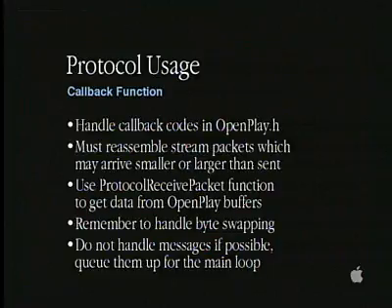One of the big things is that you're going to have to handle stream packets yourself. Stream packets can arrive in any number of bytes. They'll always arrive in order, but they may arrive in packets that are larger or smaller than the packet size that you sent. So you're going to have to handle that reassembly in your own code. There's a function called protocol receive packet. That's how you get the information from your endpoint. And again, you have to remember to do all the byte swapping yourself so that when data arrives, it is usable.